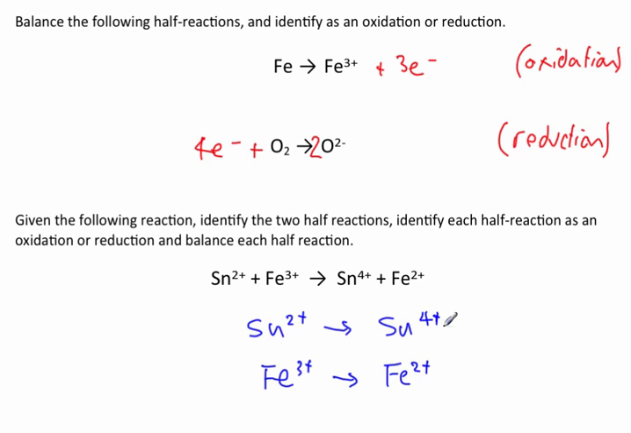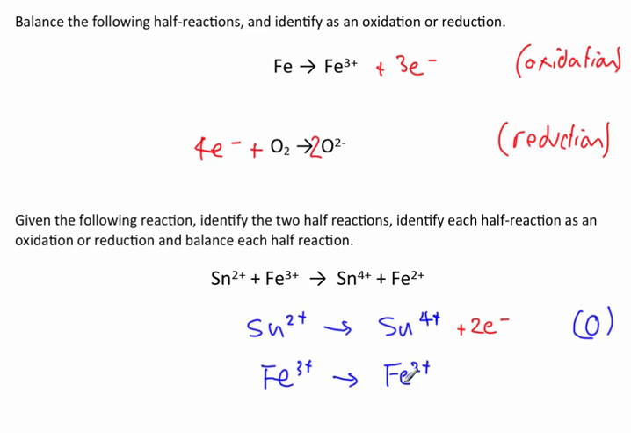So 2+ and 4+. How do we make those 2 charges add up to the same number? By adding negative charge. Well, if we add 2 electrons here, 2+ and 4+ plus 2-, so that's 2+, that's 2+. So electrons as a product, that's an oxidation.